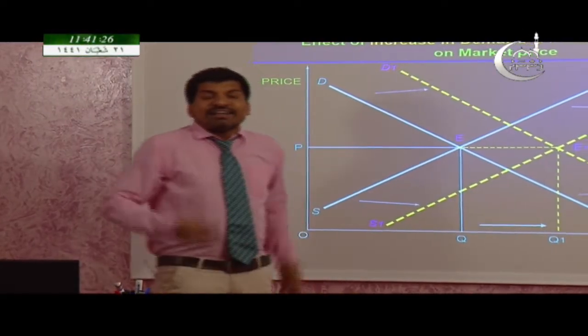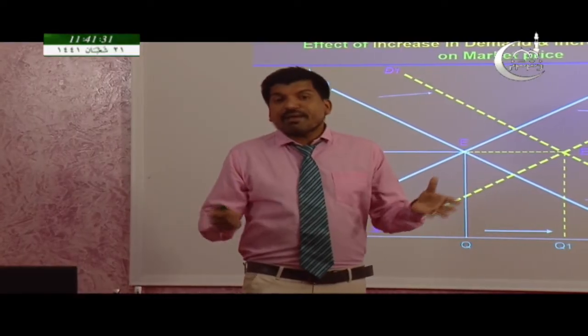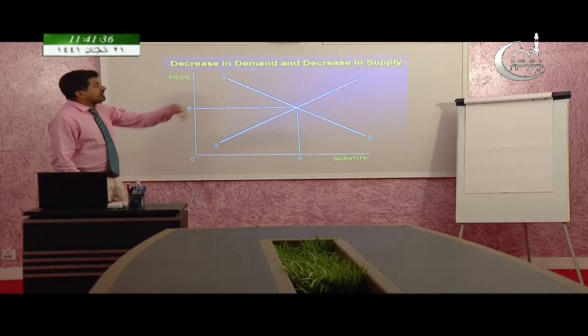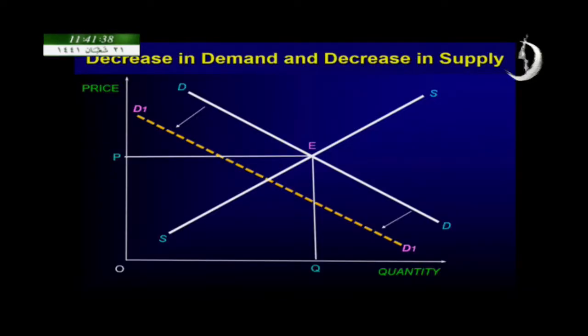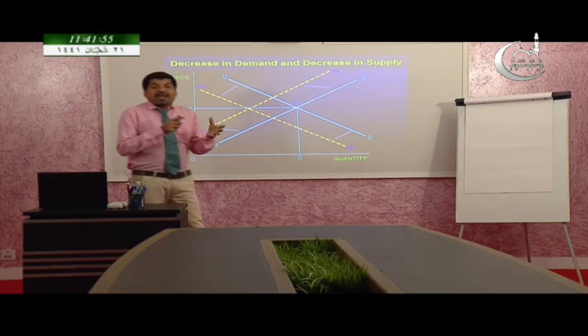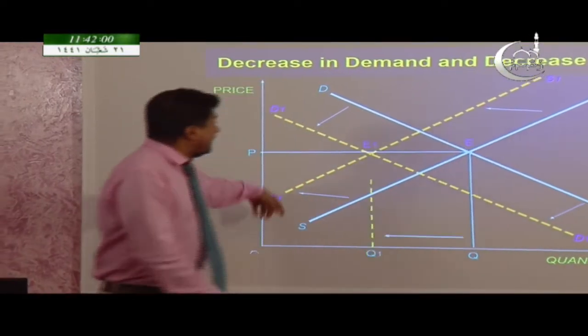And next, decrease in demand and decrease in supply. What is happening here? Look at this. As usual, we drew the original demand curve, and a decrease in demand means the demand curve will shift to the left. Look at the demand curve shift to the left. But still you can't find the equilibrium point. We have to go for the decrease in supply. Look at this, the supply curve shifts to the left. Now we get the new point where the new demand curve and new supply curve meet. That's the point here, E1.